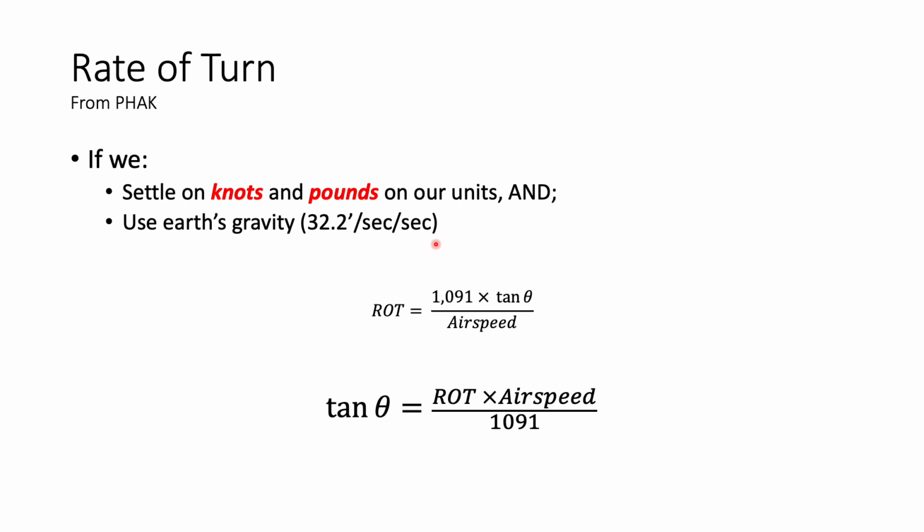You'll also find a formula, especially when you're working on your instrument rating, that gives you rate of turn rather than radius. And you'll see it's very similar. We have this constant here, 1091 times the tangent of bank divided by airspeed in knots. That will give you your rate of turn in degrees per second.